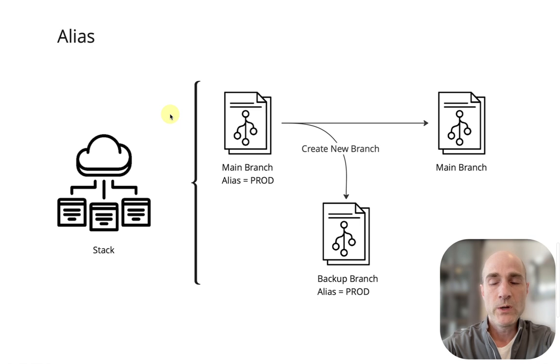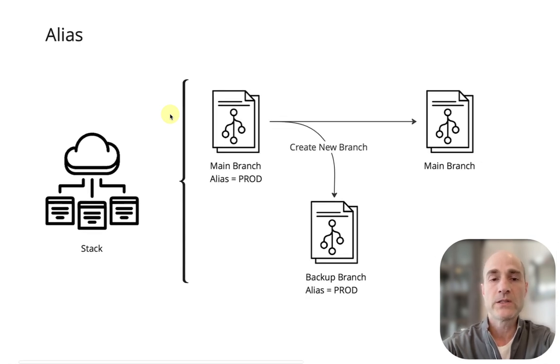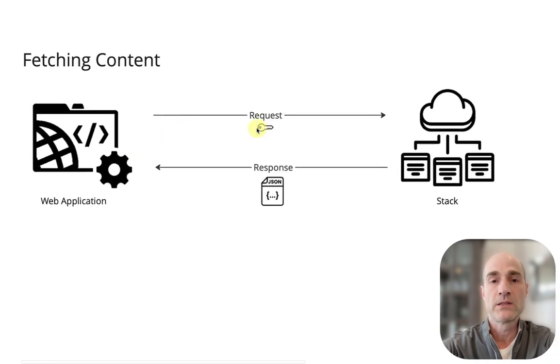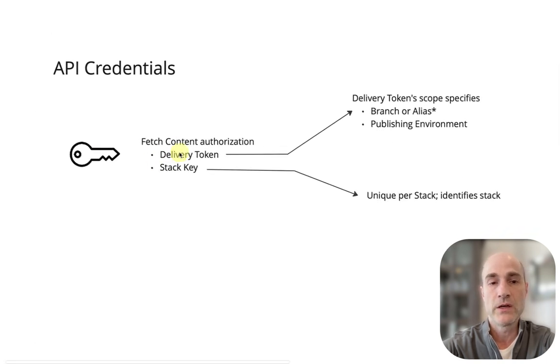Finally, what about an alias? How is that useful? Well, an alias is a way of us interacting with branches without having to make code changes. So remember that delivery token we talked about earlier, right? When we make a request to Contentstack, it uses a credential. That credential is associated with a delivery token and a stack key. You create the delivery token by targeting against a branch and a publishing environment.